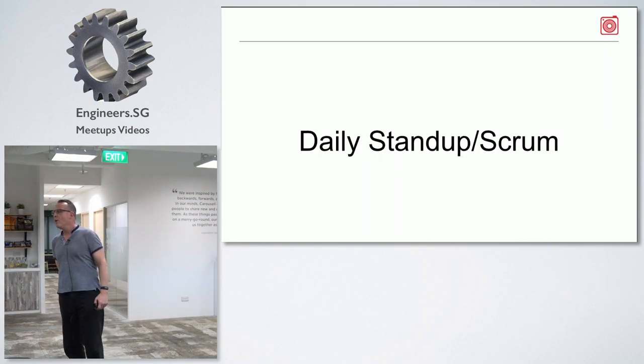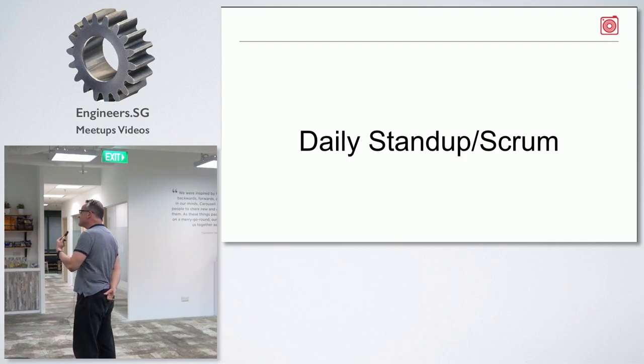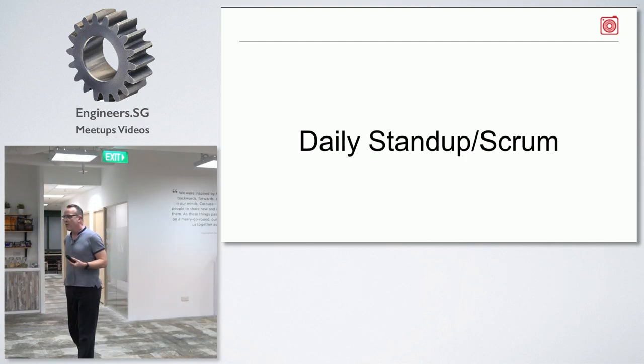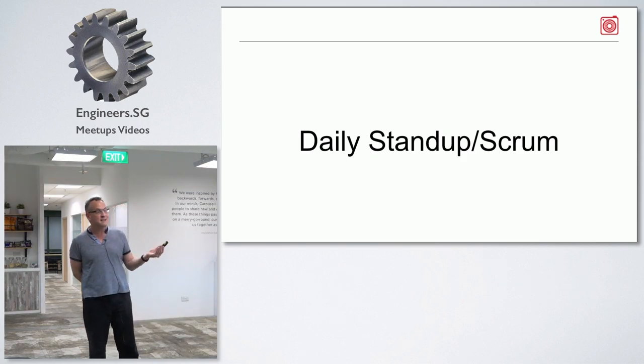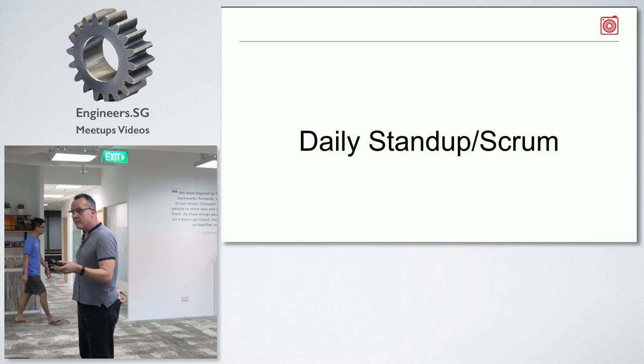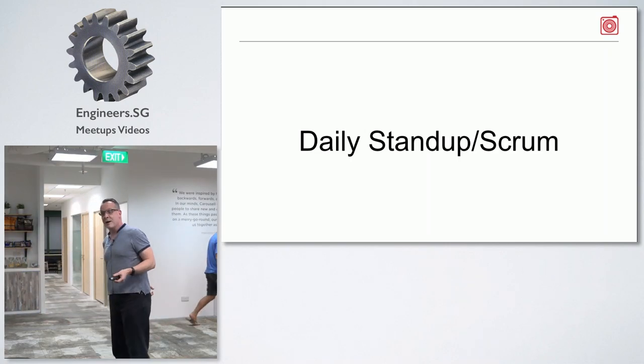So, where's the first point of inspection and adaptation? Where is the first point of transparency in this process? Well, it's the daily stand-up Scrum. Now, does anybody here know where we get the name Scrum from?